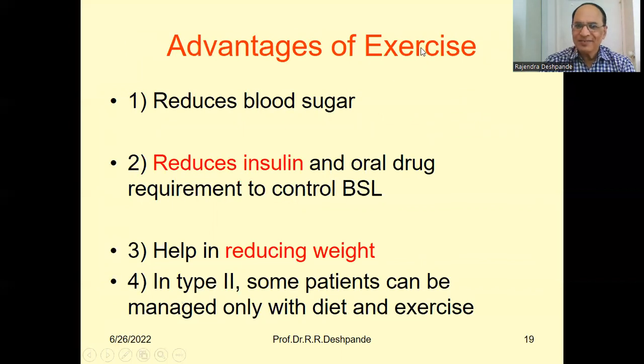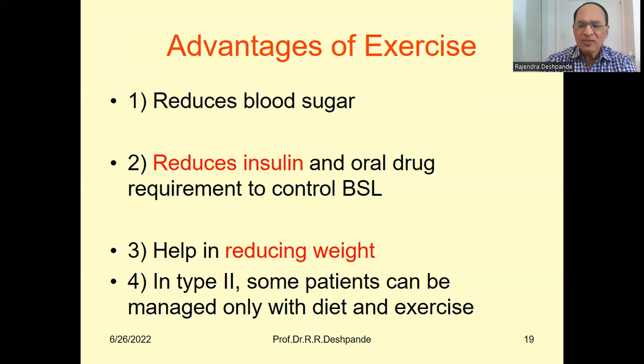Advantages of exercise: it reduces the blood sugar, reduces the insulin and oral hypoglycemic agents, that is the medicines required to control blood sugar level, BSL, and helps in reducing weight. In type 2, some patients can be managed only by diet and exercise. This is possible if the patient is very strong to control his diet, to control lunch and dinner and food.